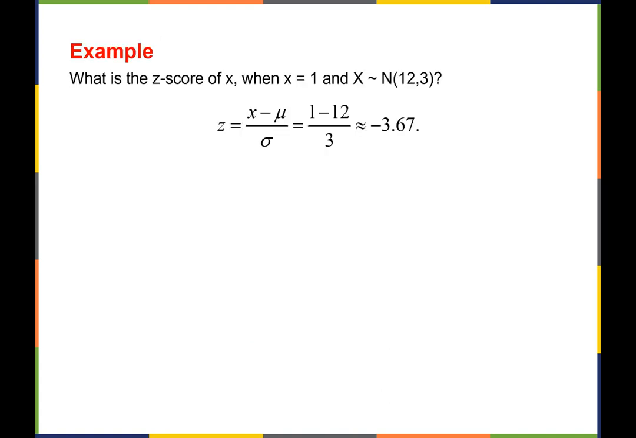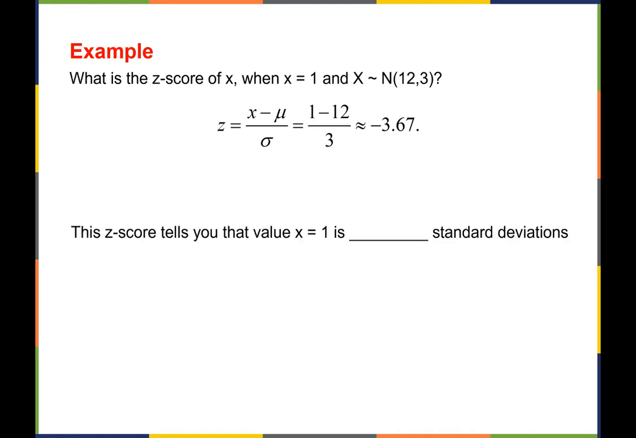All right, so let's do an example. What is the z-score of x when x equals 1 and your normal distribution is distributed normal with a mean of 12 and a standard deviation of 3? Plug it into the formula. Z equals x minus mu over sigma. X is 1. 12 is my mu. Divide by my standard deviation of 3. That's going to be negative 11 over 3, which gives me negative 3.67. So this tells me that the value 1 is 3.67 standard deviations to the left of the mean, right? It's negative. We went down 3 2/3 standard deviations.